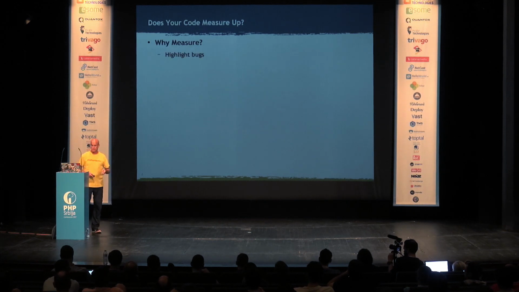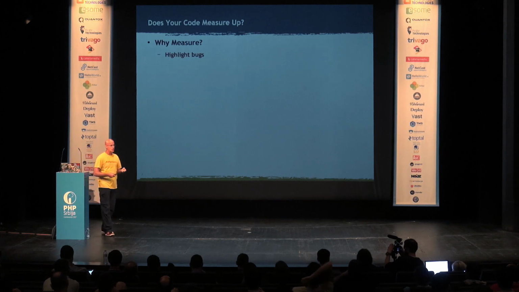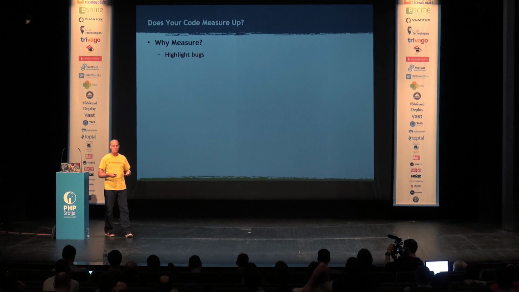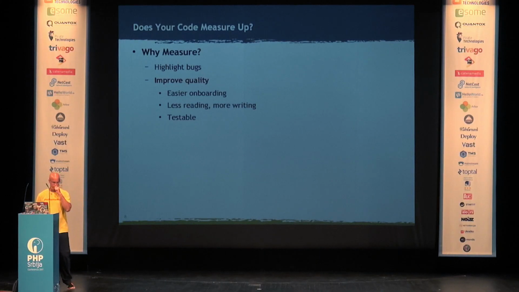But why do we measure? We measure because we want to highlight the bugs that are in our code. We want to know if there are any bugs in the code, if they're causing any issues. We want to be able to look at them in a little more detail. We also want to improve the quality of the code in our applications.